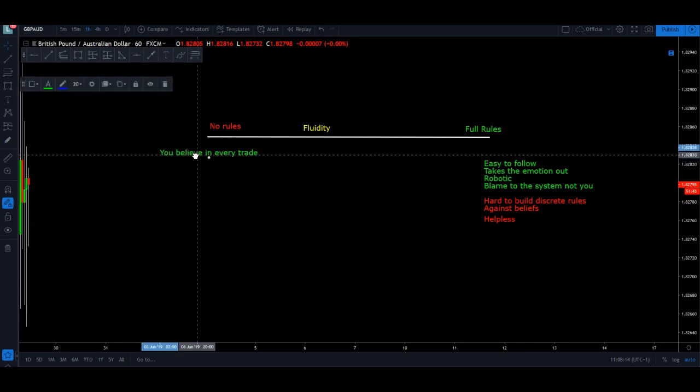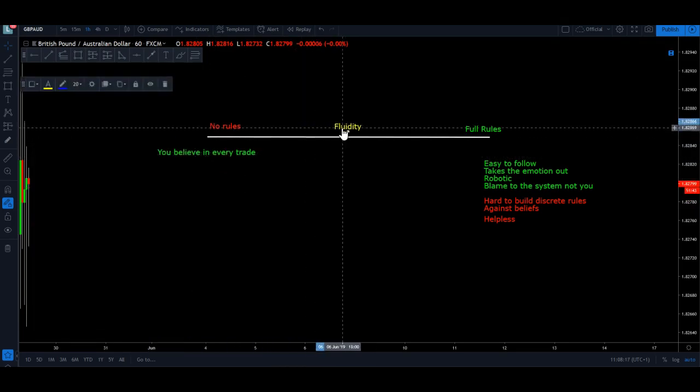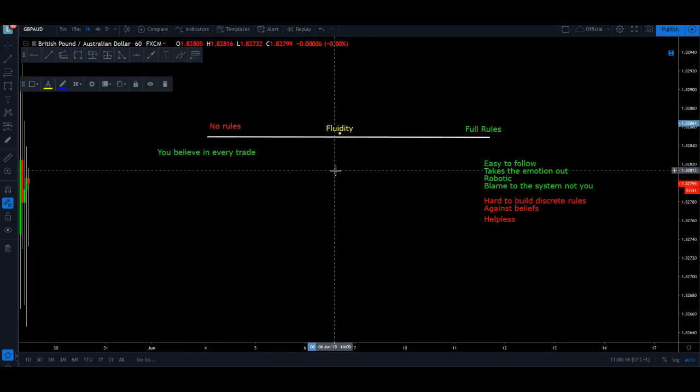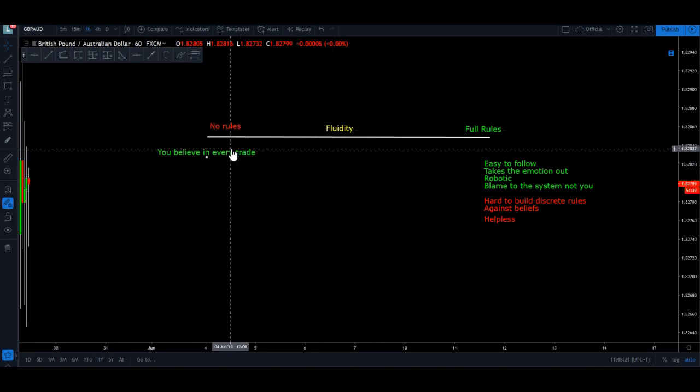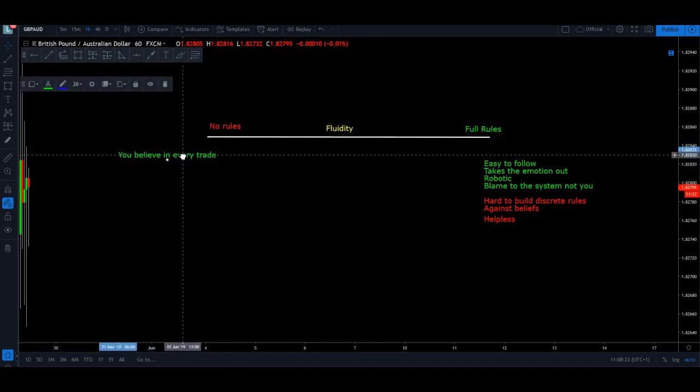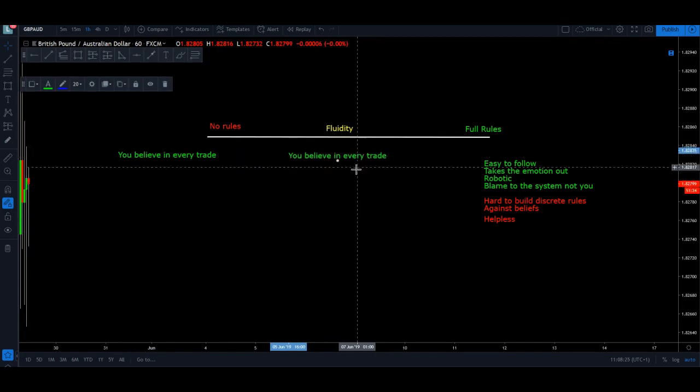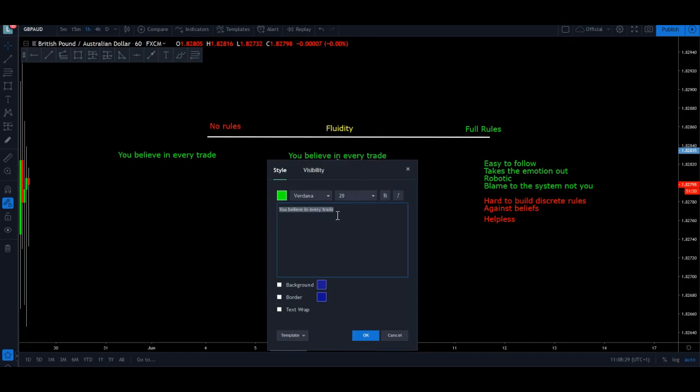But fluidity for me, maybe it should be about here. I mean, depends how fluid, obviously. But for me, this one is probably the best place to be in, right? And that's what I'm slowly starting to evolve in. And here's some of the advantages, right? So fluidity is still rules based. It's not fully rules based, but it's still rules based.